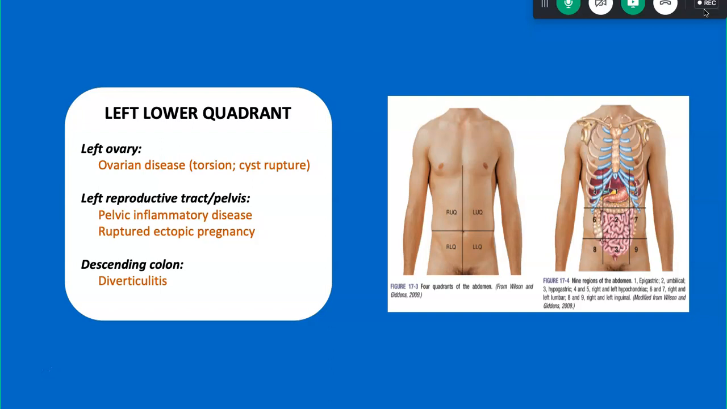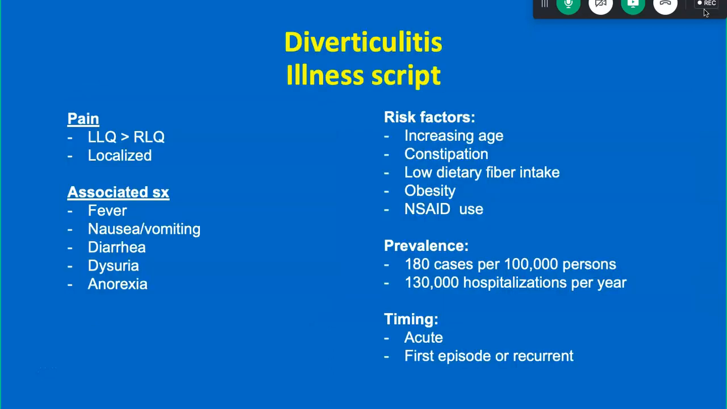Great. Now we're going to move over to the left lower quadrant, where similarly the ovarian diseases and diseases of the left reproductive tract are going to be prominent, but one disease entity to take note of is diverticulitis. Diverticulitis, disease of the large bowel, can happen on the right or the left side, but is more frequently and classically seen in the left lower quadrant. And depending on which side it's in, it'll be more localized, as opposed to diffuse.